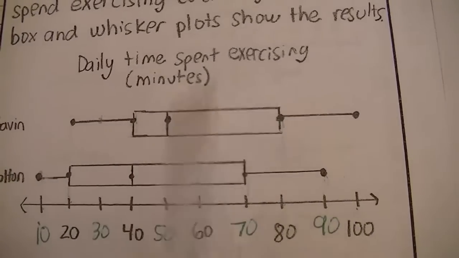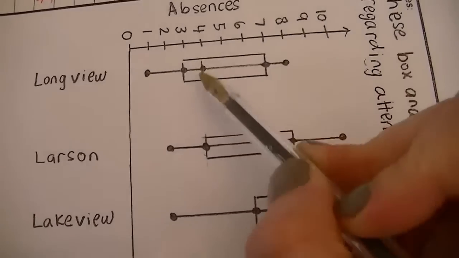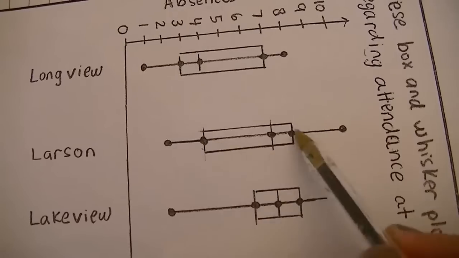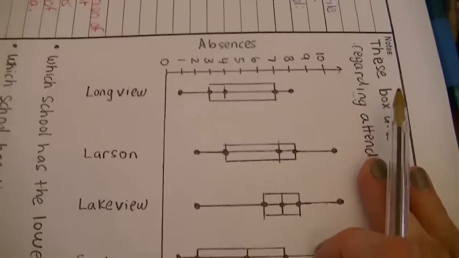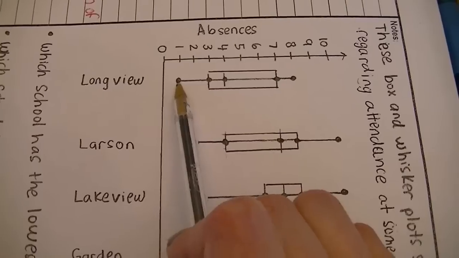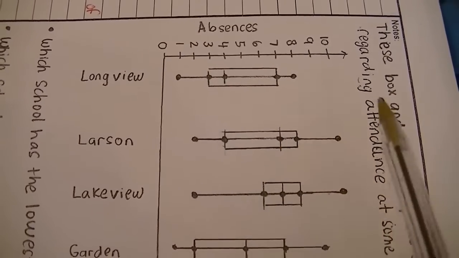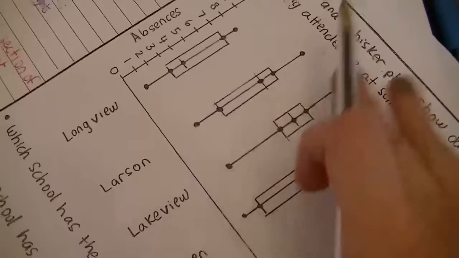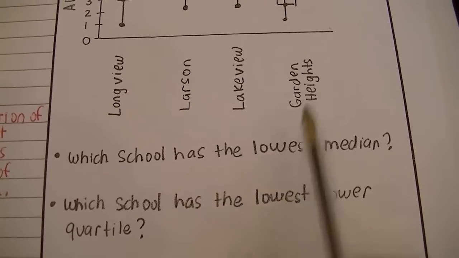See how this was the previous problem you've done, and right here they have that little line segment going on. That's just a different style. It means the exact same thing, okay? So this right here is still the lower extreme, upper extreme, median, upper quartile, lower quartile. So anyway, to answer the questions, it's asking us which school has the lowest median.